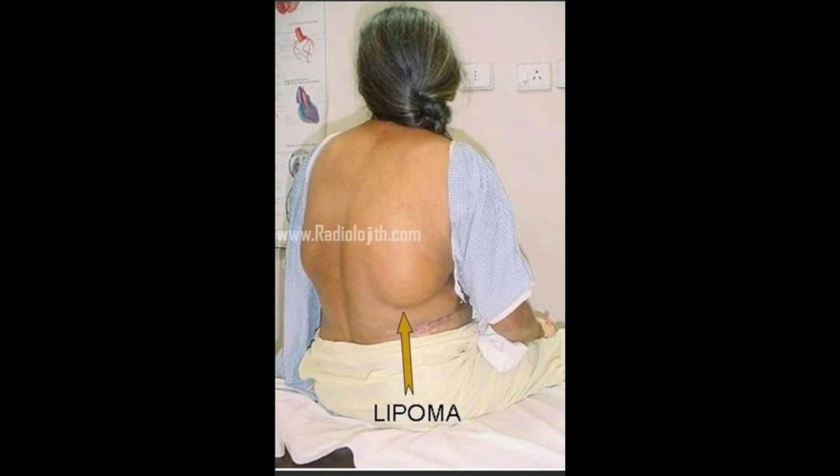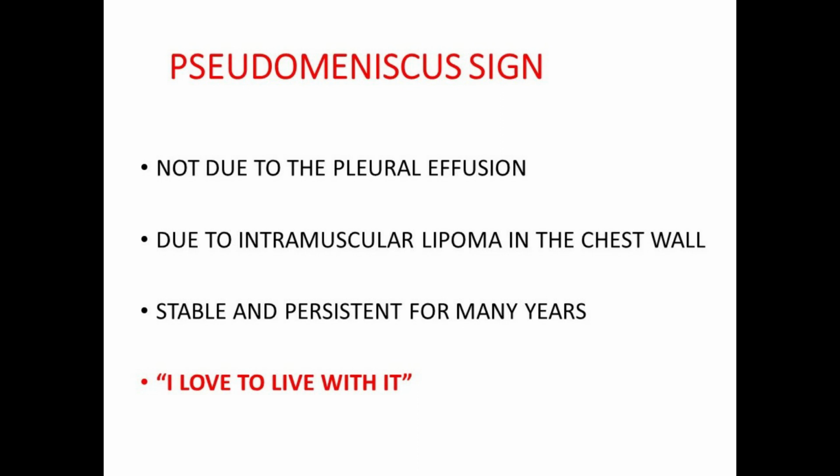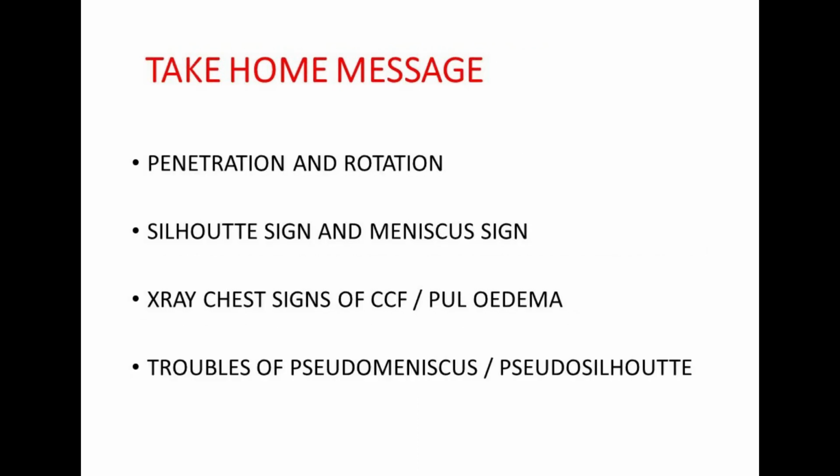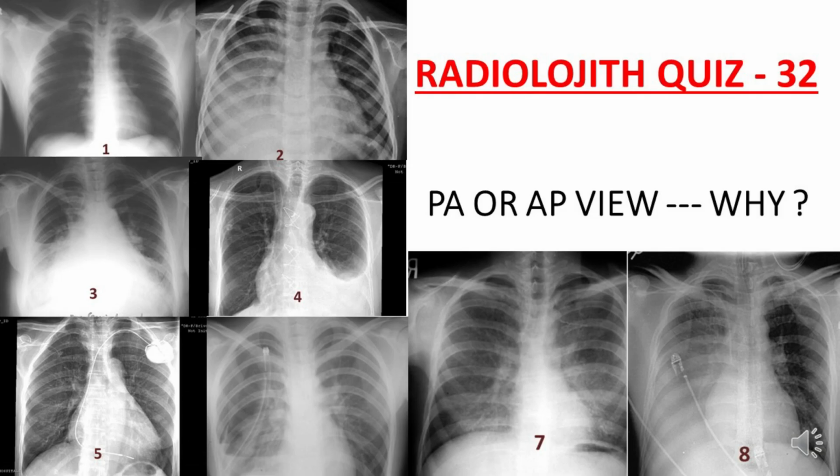We were ready to do a CT chest to confirm it, but she denied undergoing a CT scan, and she also refused to undergo surgical resection because she said, "I love to live with it." Now my take-home message in this X-ray chest is, give attention to all the findings in the X-ray chest. Assess whether it is PA view or AP view, whether it is in good inspiratory effort or in expiratory effort, and assess whether it shows normal penetration and whether there is any rotation. And the common signs of meniscus and silhouette sign are very important to interpret consolidation and pleural effusion.